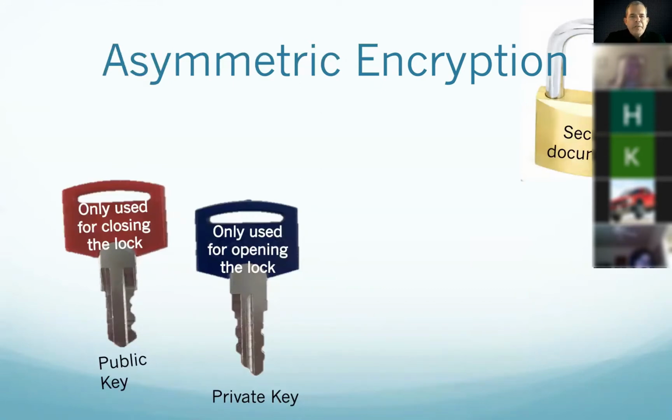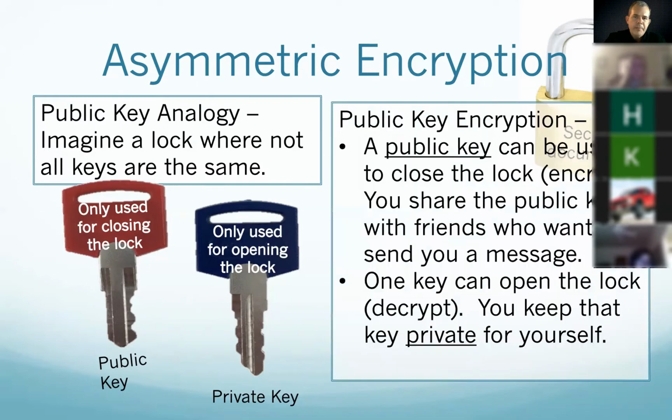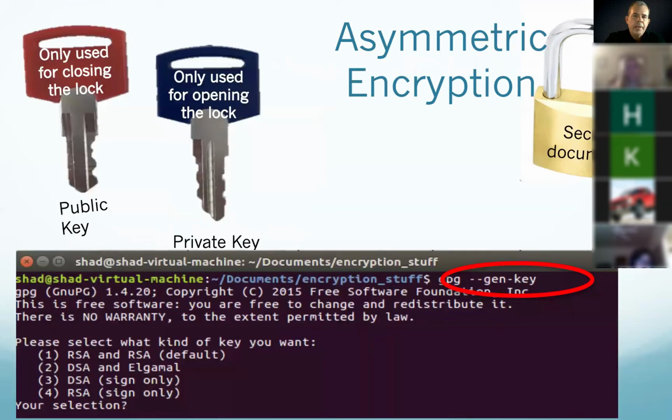So here's what we're going to do to fix the problem. We're going to invent this system called asymmetric encryption. So imagine a lock where not all the keys are the same. A public key can be used to close the lock, and the private key can be used to open it. And here's where we're going to start. I'm going to show you the process here, and then we're going to get into the terminal and do these things. So we are going to actually type at the terminal some commands here, like GPG.